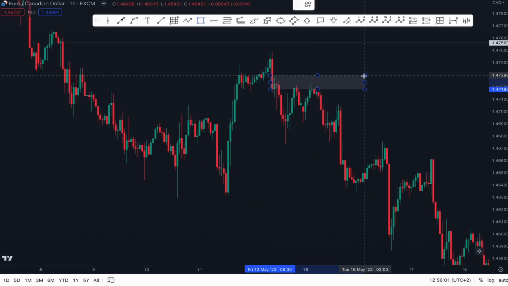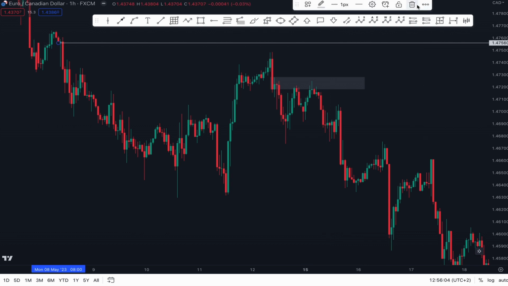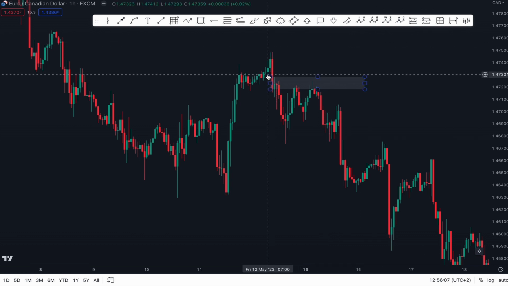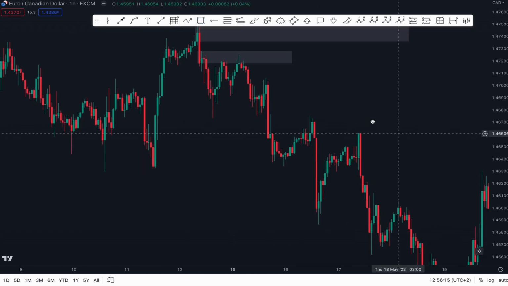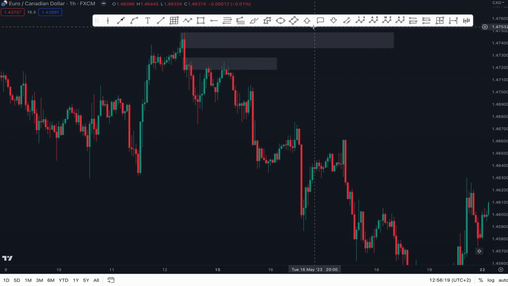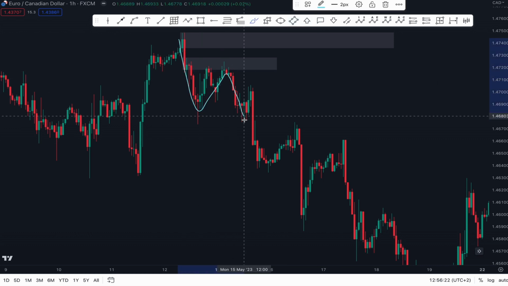Another one here, but I won't be taking this one here because there's a fair value gap around here. So I will be looking to enter the market around this area. From here, you can see that the market is going down, going down, going down. And then we have a little bit of pause here.